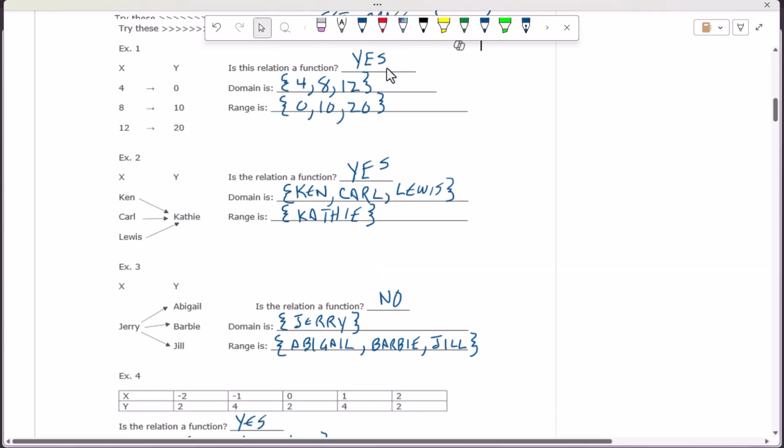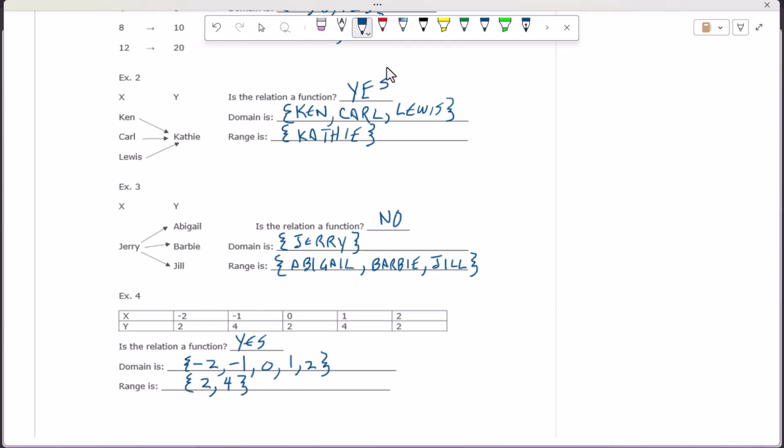But when you get to example 3, this is not a function. Okay, the domain's Jerry. The range is Abigail, Barbie, and Jill. However, Jerry is a bad boy. Jerry has 3 different girlfriends. That's not a function. Okay, that's one way to look at that.